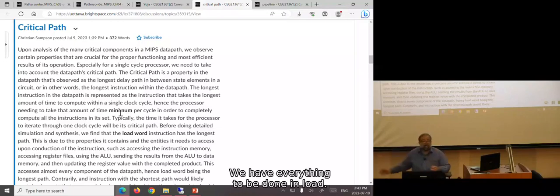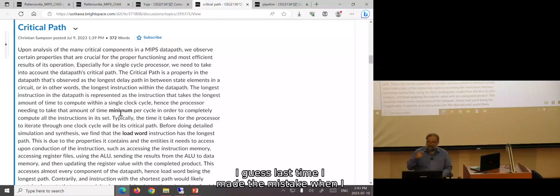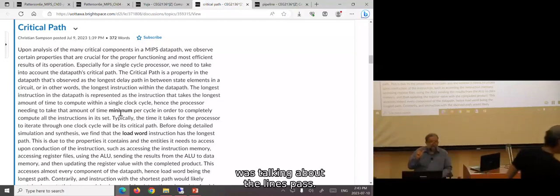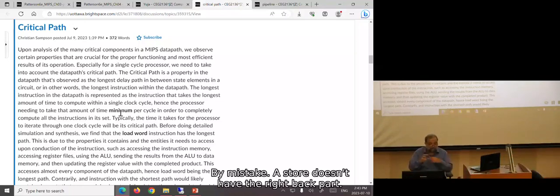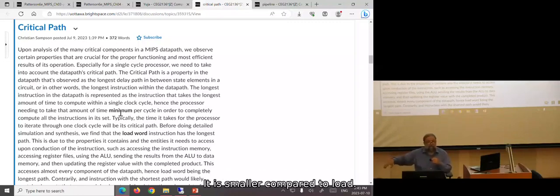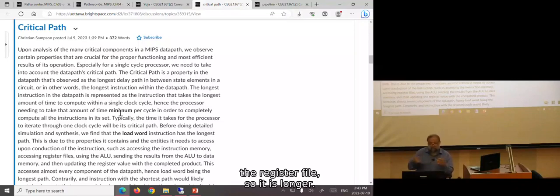So we have everything to be done in load. I guess last time I made a mistake. When I was talking about the longest path, I compared load and a store by mistake. A store doesn't have the write back part, so it is smaller compared to load. Load has the write back in the register file, so it is longer.